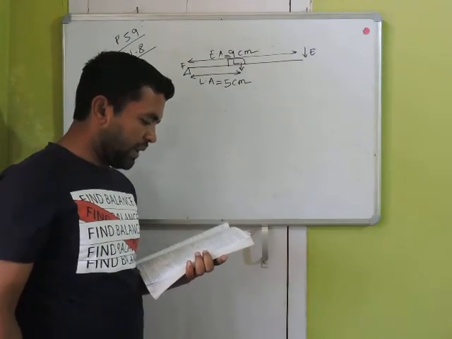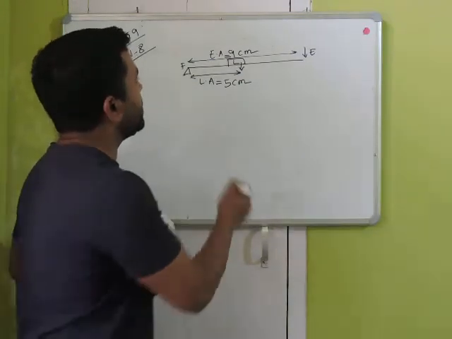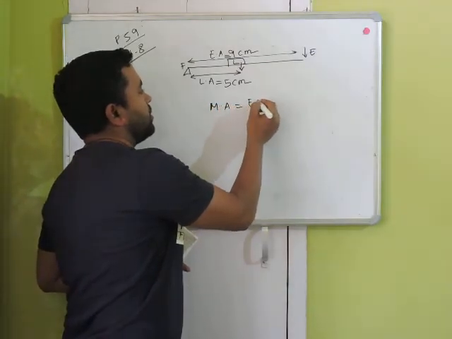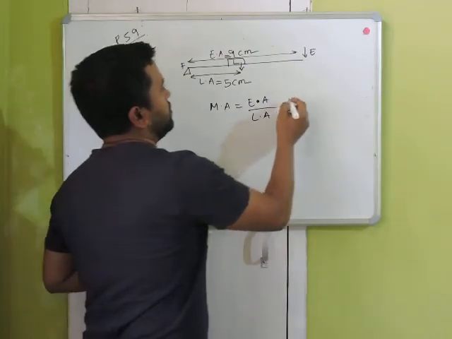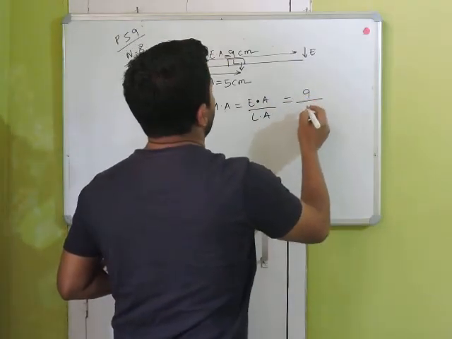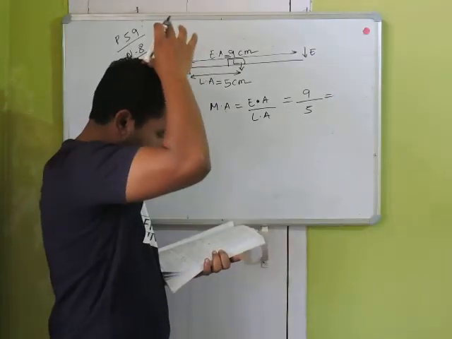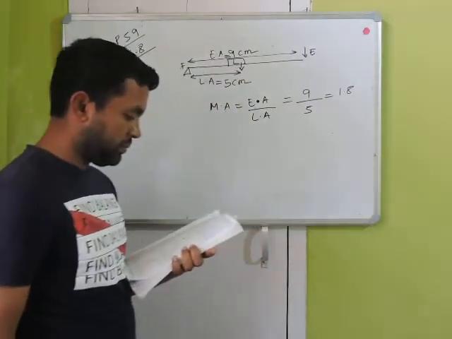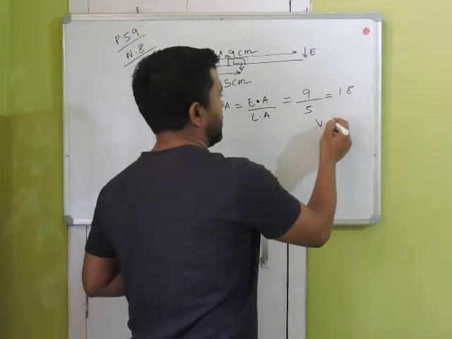What is the mechanical advantage and velocity ratio? So mechanical advantage, you all can calculate. Mechanical advantage is effort arm by load arm, and effort arm is 9, load arm is 5. You all can do this and this will come out to be 1.8. And assuming it to be an ideal machine, velocity ratio will also be 1.8.